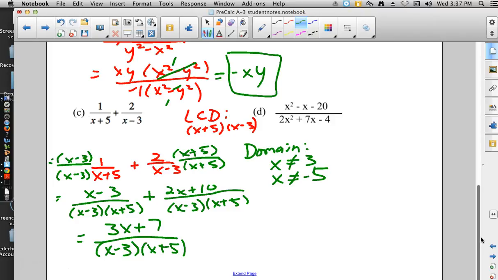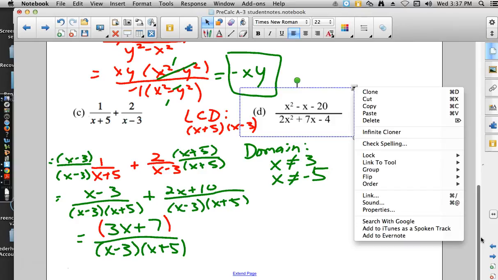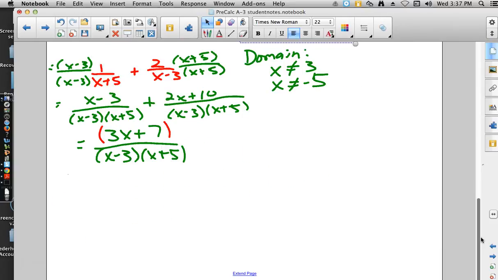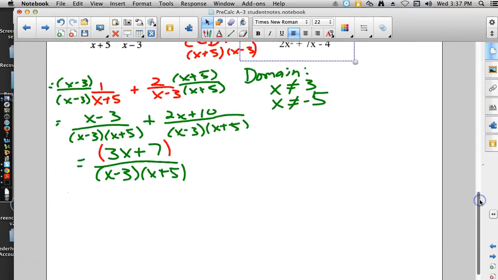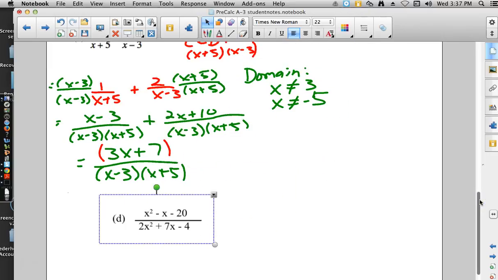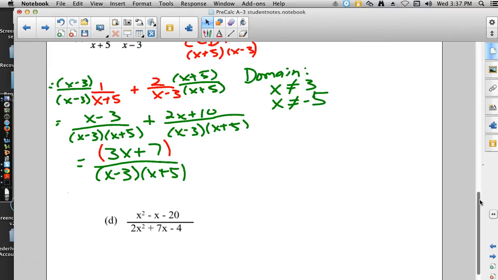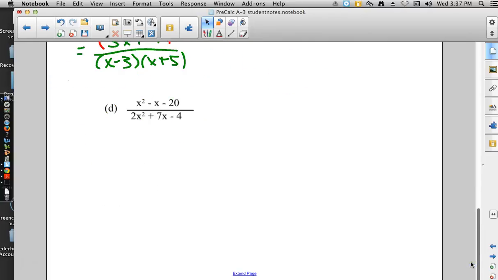Now, how do I know that I am done? Well, I don't see any matching factors. Remember, that 3x plus 7 has addition, so if we're going to be able to cancel anything, we would have to have a factor that is exactly a perfect match for it, and we do not. So now what? Well, D, of course. Let me see if I can just move this little bugger, because as usual, I need more space.